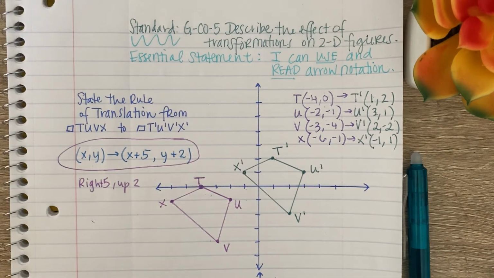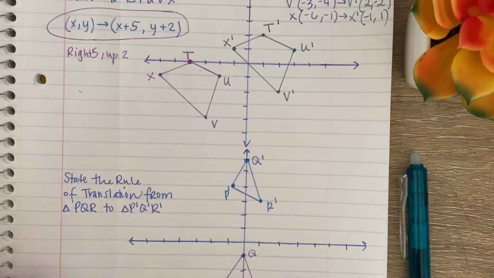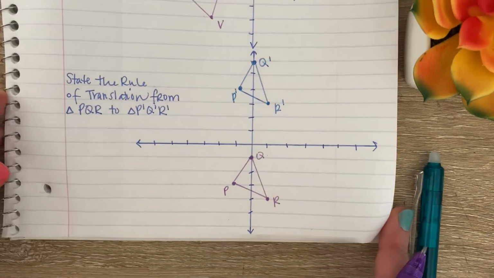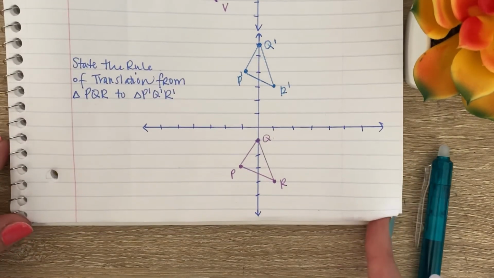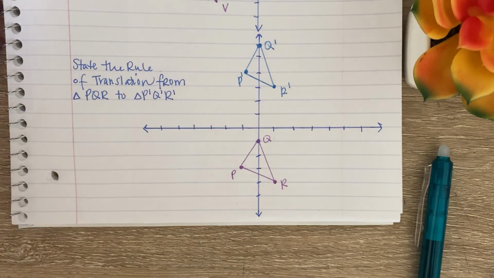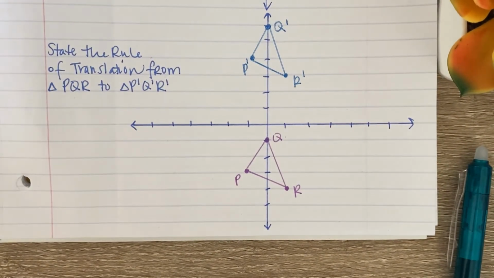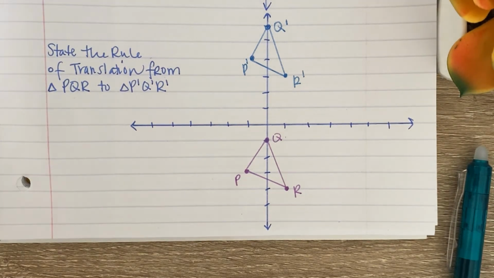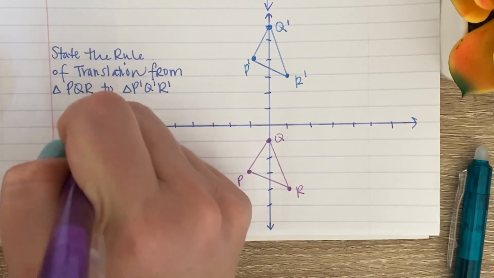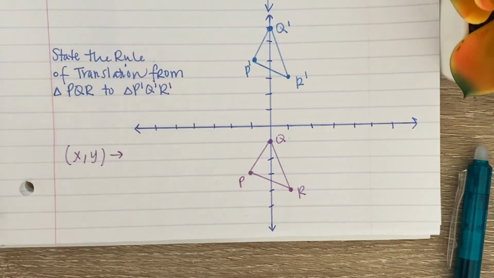Okay, we'll do one more example. So let me move this up. Okay. So here we have state the rule of the translation from triangle PQR to triangle PQR prime. So this one's a little interesting because it's only moving in one direction. So let's go ahead and start with our ordered pair x comma y and then see what happens to one of the points.